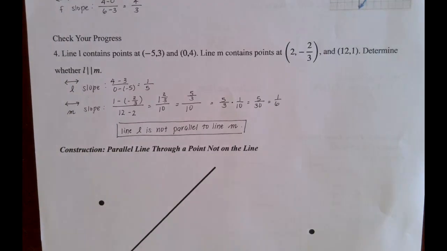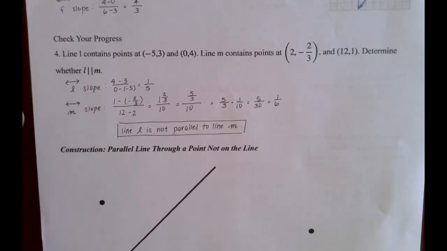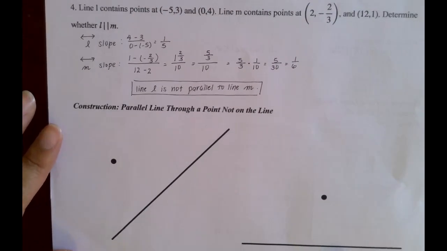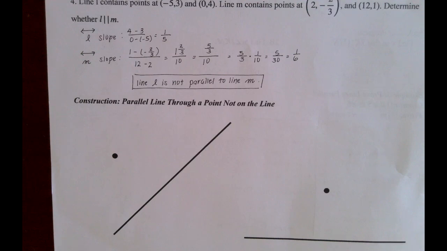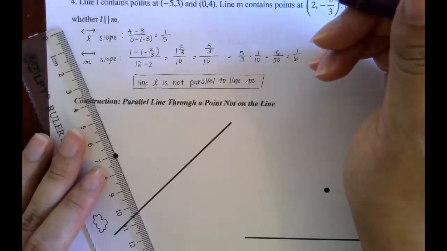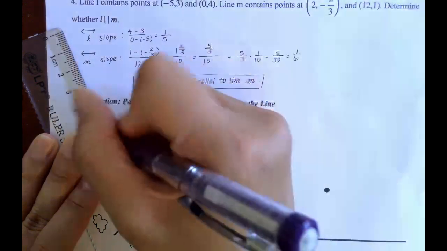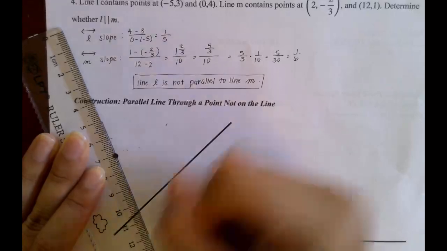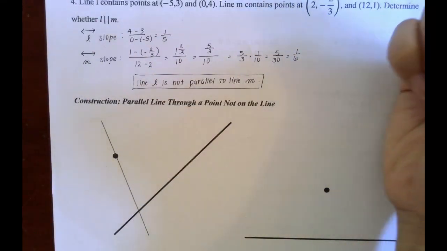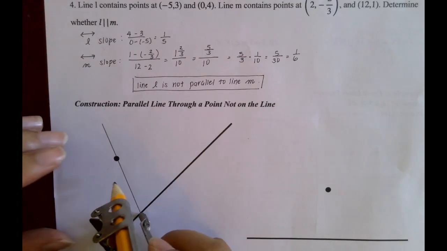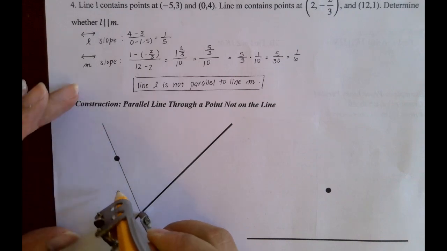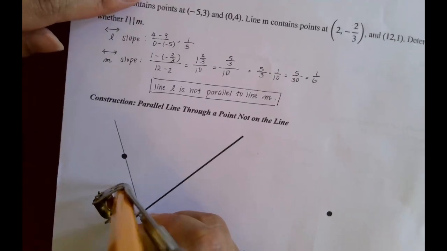Okay, so you can get started on homework, or for bonus, you can learn how to construct a parallel line through a point not on the line. Okay? So the first thing you're going to do is connect that point to the line you want to be parallel to. All I did is connect it. Then you're going to open your compass to any width. Again, I'm sorry, my compass is quite weak right now. It easily moves. Okay, and what you're going to do is make an arc.